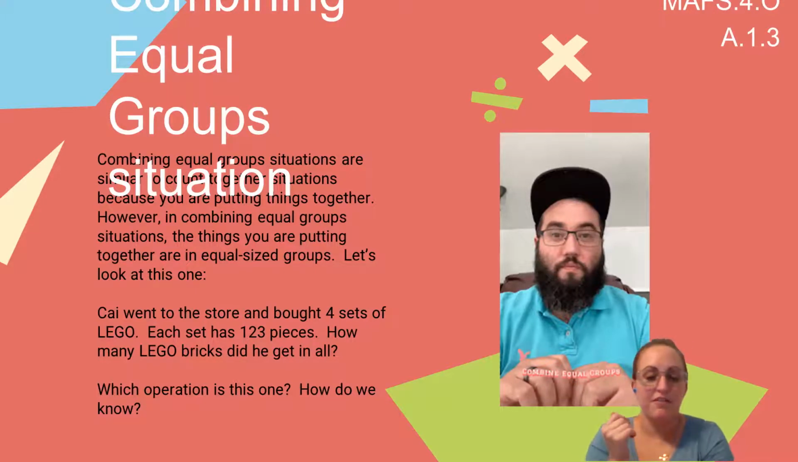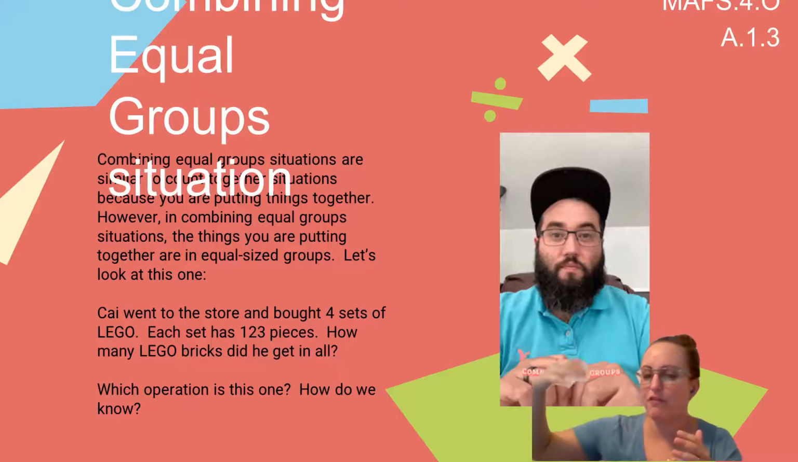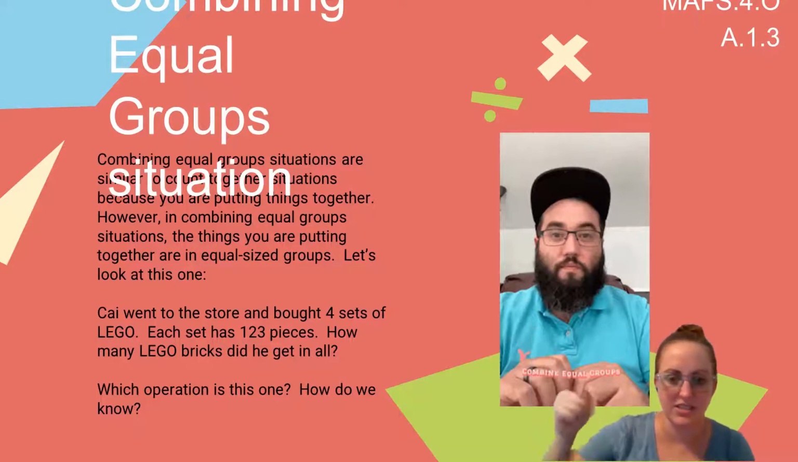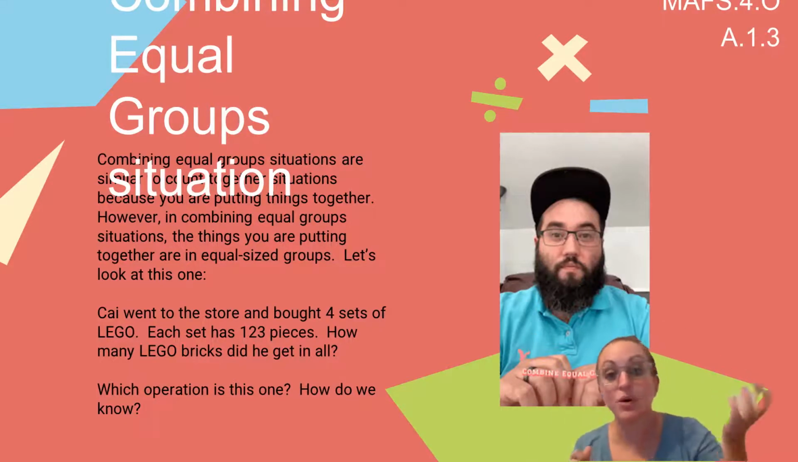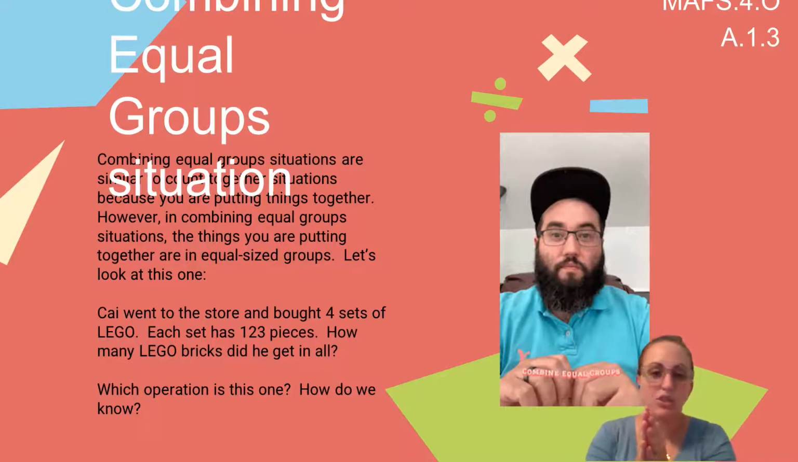Okay. Anytime I'm looking at groups, and I'm combining those groups together, the groups have to be the same size, right? I can't have one box of donuts that has 6 donuts in it and another box of donuts that has 12 donuts in it and multiply, because those aren't the same.